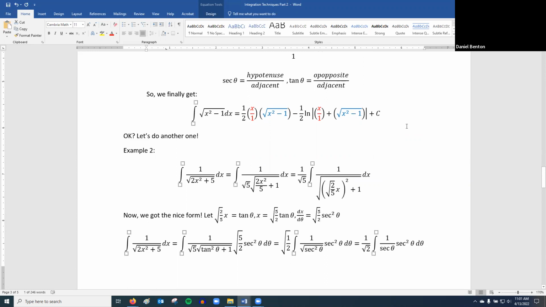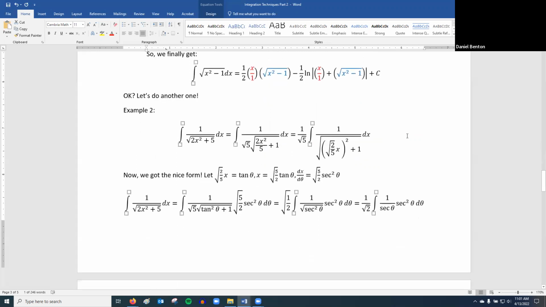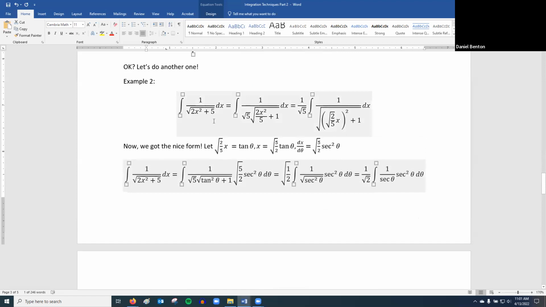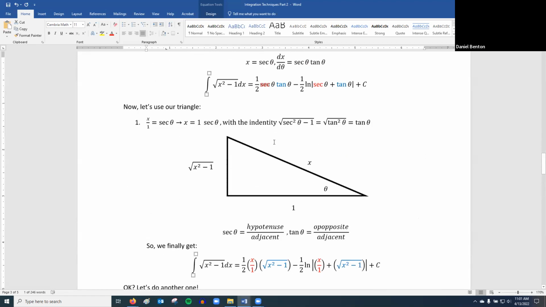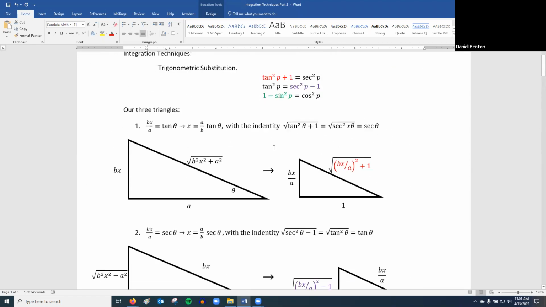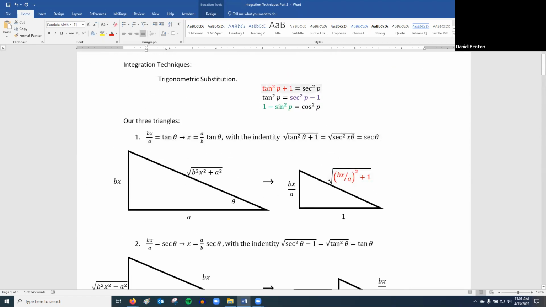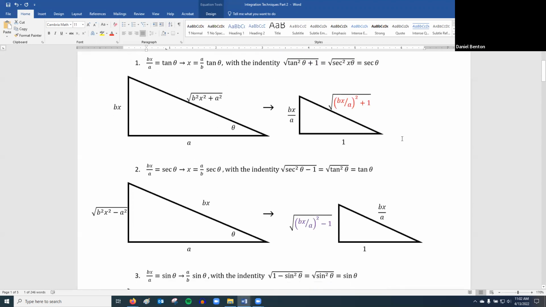That's the key step right there. All right, example 2. So here's our something x squared plus something. Well, something x squared plus something is the one that matches with tangent squared plus 1, right? The squared thing plus 1, tangent squared plus 1. That's kind of your form.